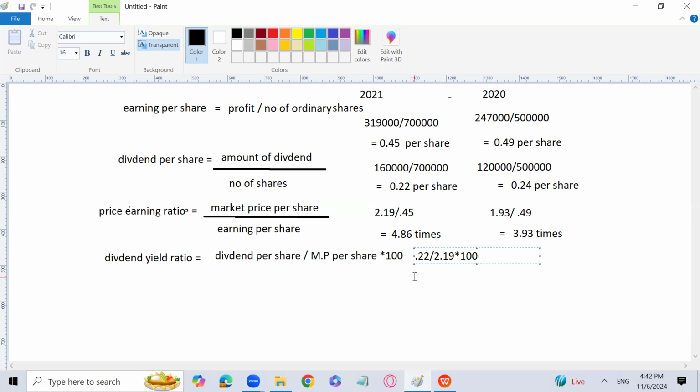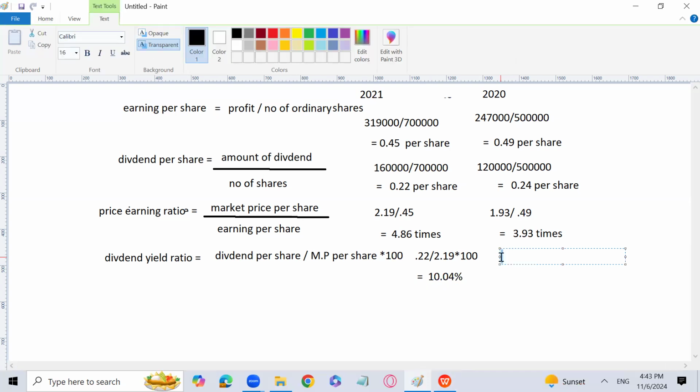So what is the answer of the dividend yield ratio? It shows how much return you are getting on each dollar invested. Dividend yield ratio tells you how much dividend you are getting on each dollar invested in the market. Whatever price you have to pay for a particular share, after 1 year you will get that much dividend on that share. What percentage? 10.04%.